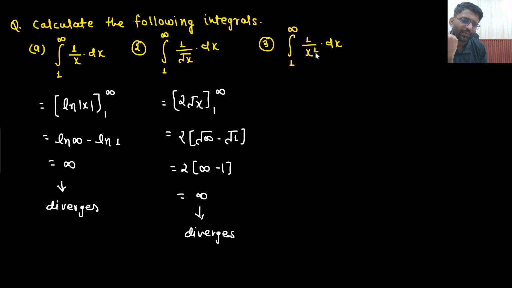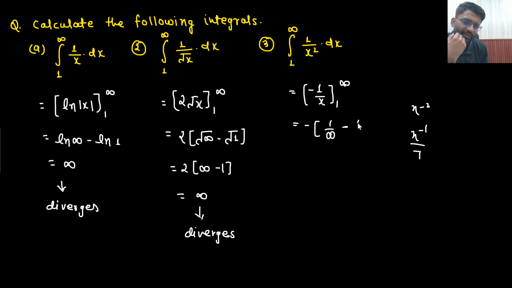And here, what is the scenario? What will be the integration? It is x to the power minus 2, so add 1 divided by minus 1. So minus 1 by x will be the integration, going from 1 to infinity. Right? So the minus sign you take outside: 1 by infinity minus 1 by 1. So 1 by infinity is 0, minus 1, answer is 1 only. What does that mean? It will converge.